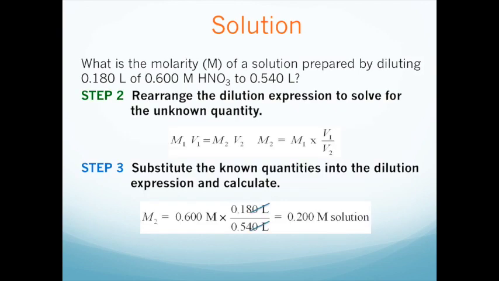Rearranging our equation, we need to know the final concentration, and so we solve for that. M2 is equal to M1 times V1 over V2. And substituting our quantities, we have 0.600 molar times 0.180 liter divided by 0.540 liter, which gives us 0.200 molar solution. Makes sense. The volume went up by a factor of 3, so the concentration needed to go down by a factor of 3.